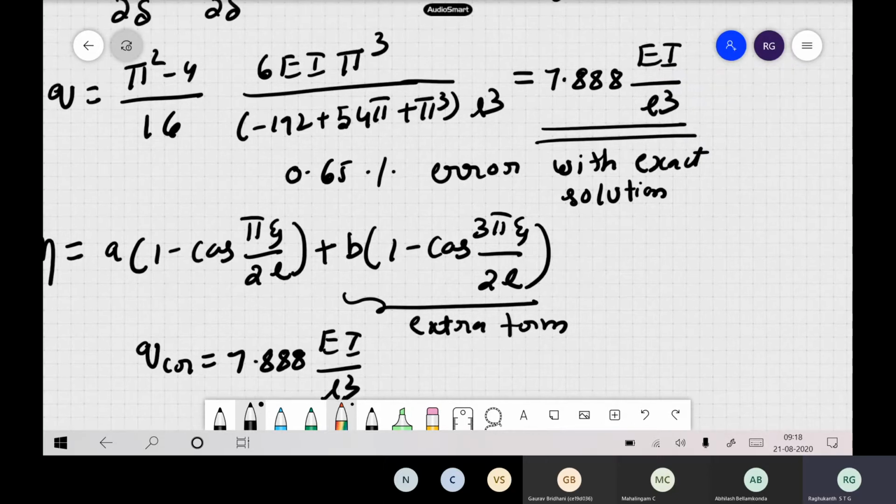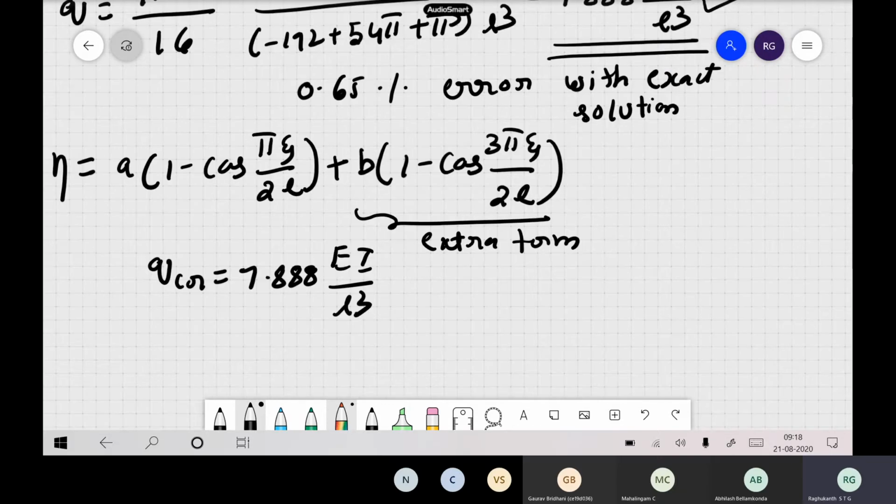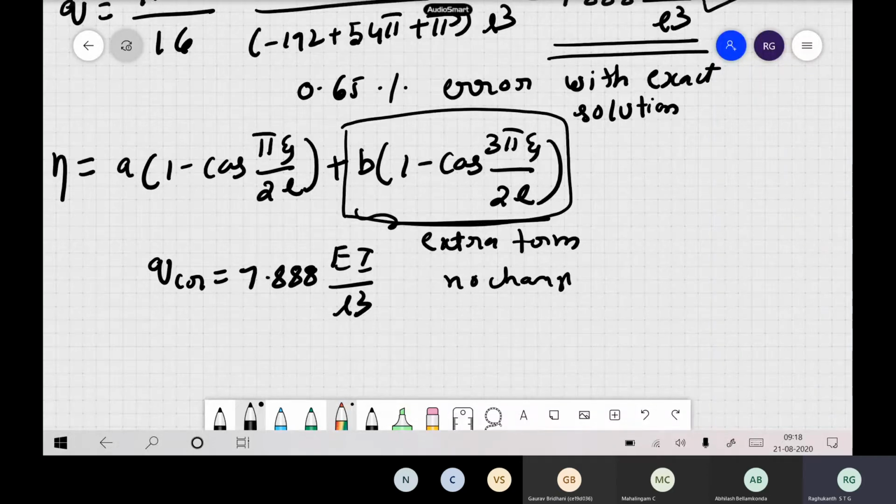So with one term, we already got 7.888 EI by L cube. If you add more number of terms also for this special problem, there is no change actually. You followed? Adding more terms is not going to change your solution itself. So sometimes in energy methods, we think that if you add more number of terms, the error will decrease. But it doesn't happen in many cases. In some cases, with one term, by adding more number of terms, you may not be able to decrease this error itself actually.